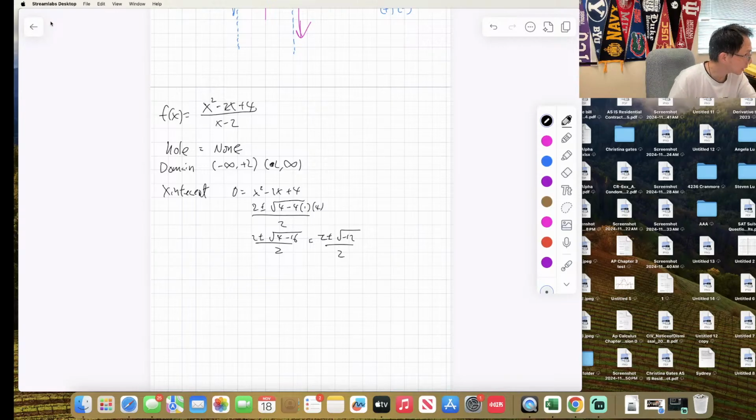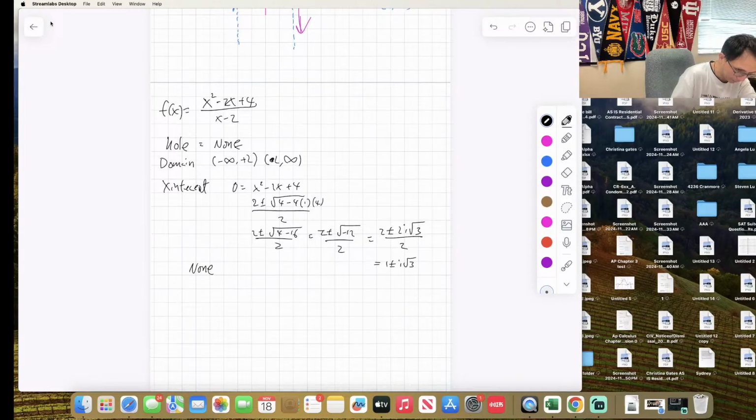Now, is that going to give me a real number? No. If I really want to find it, I can: 2 plus minus 2i square root of 3 over 2. So it'll be 1 plus minus i square root of 3. i square root of 3 is not graphable, so there's no x-intercept. So you can have a function with no x-intercept. Do you understand what's going on? So there is none. Not being factorable doesn't mean anything. You have to plug into the quadratic formula and see if you get i's. If your discriminant is negative, there's no x-intercept. Am I going too fast?